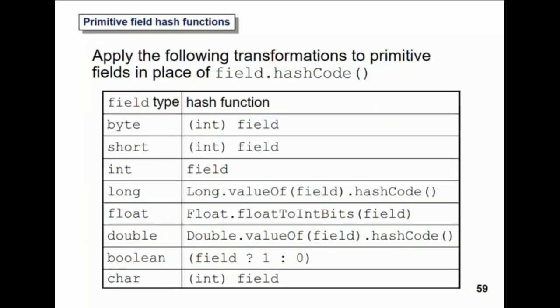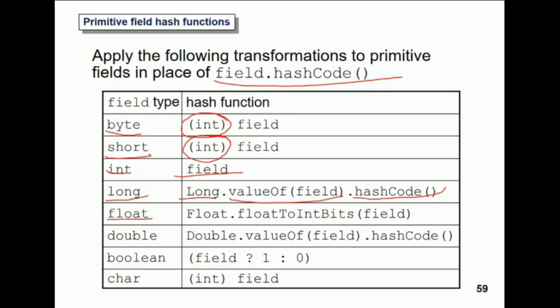So apply the following transformation to primitive fields in place of field.hashcode. For byte, convert it into an integer using casting. For short, also convert into an integer using casting. For integer, you just use the number as it is. For long, this is the recipe on how to do it. There's a method called valueOf, whatever the field is, .hashcode. So you're just using that sequence of methods.